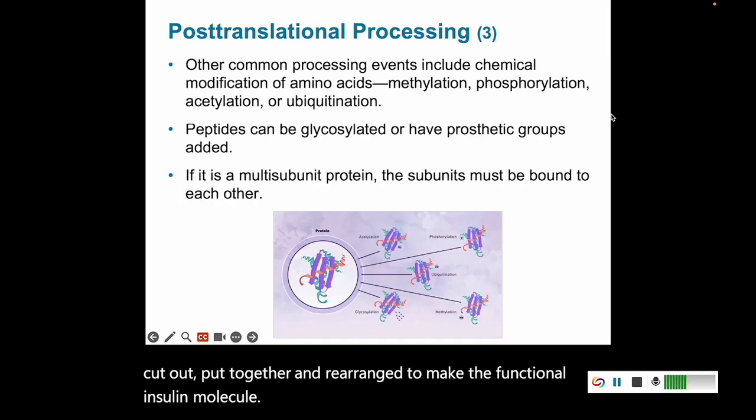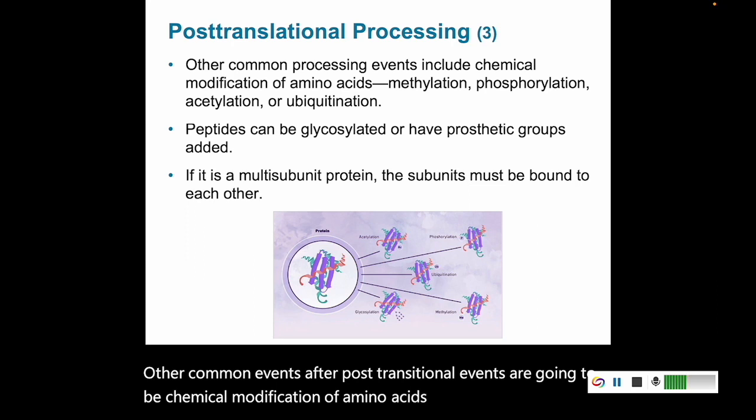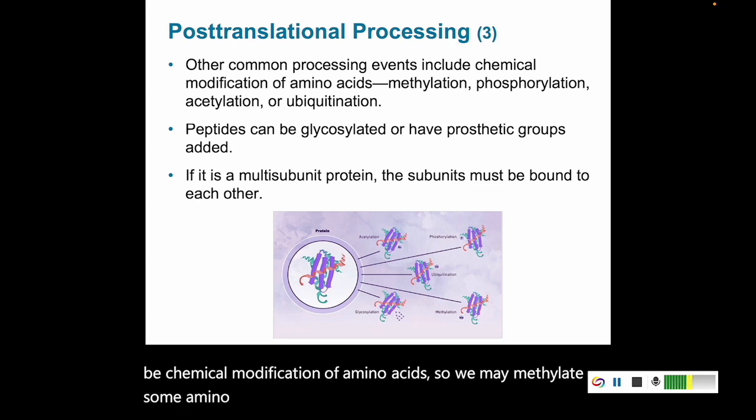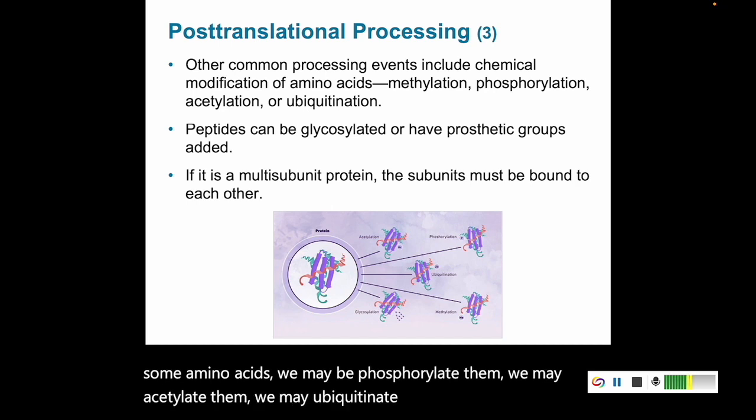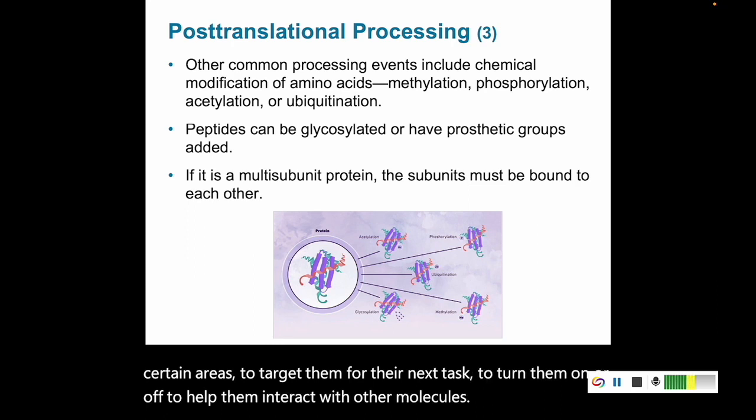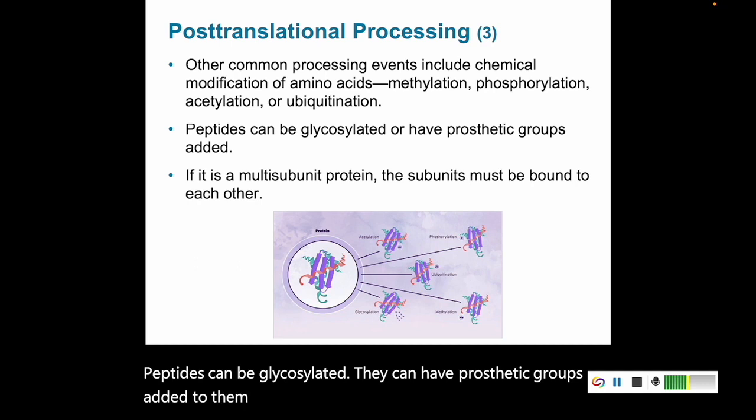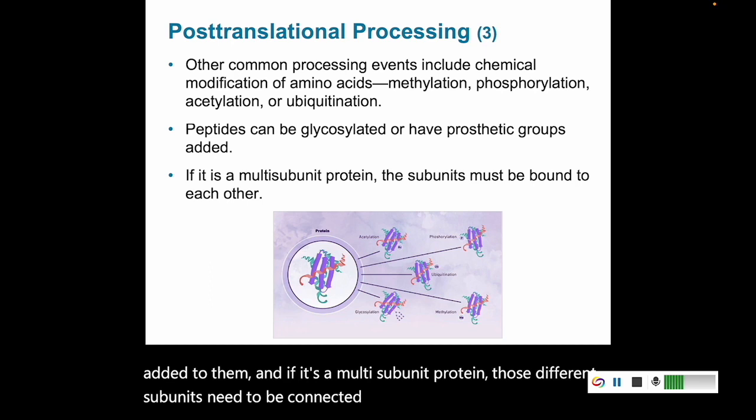Other common post-translational events are chemical modifications of amino acids. We may methylate some amino acids, phosphorylate them, acetylate them, or ubiquitinate them to target them to certain areas, to target them for their next task, to turn them on or off, or to help them interact with other molecules. Peptides can be glycosylated, they can have prosthetic groups added to them, and if it's a multi-subunit protein, those different subunits need to be connected to each other correctly.